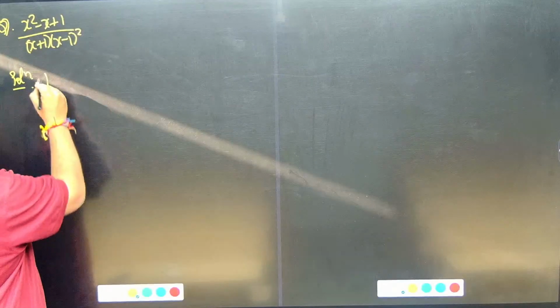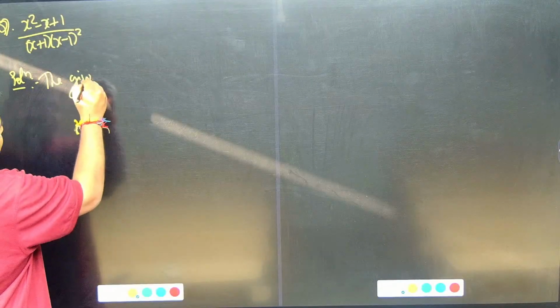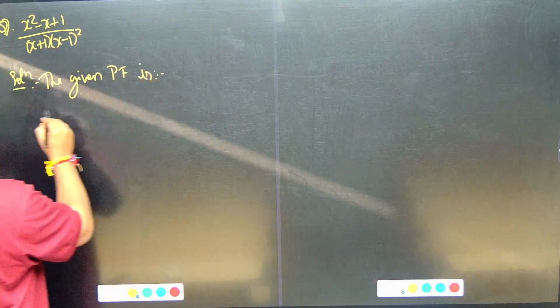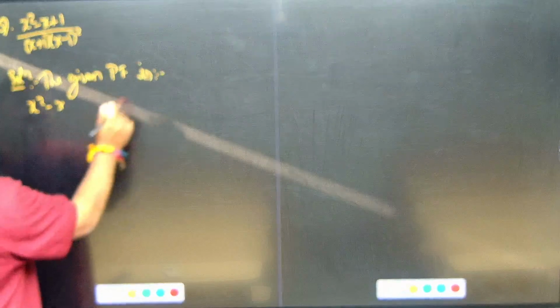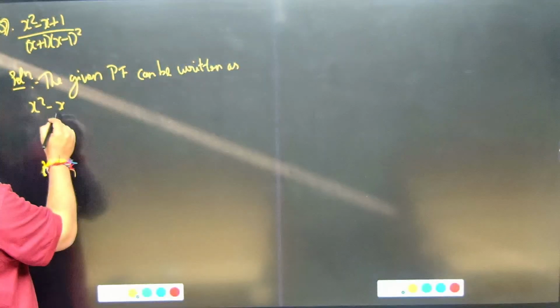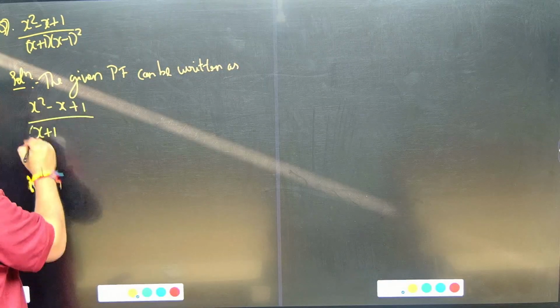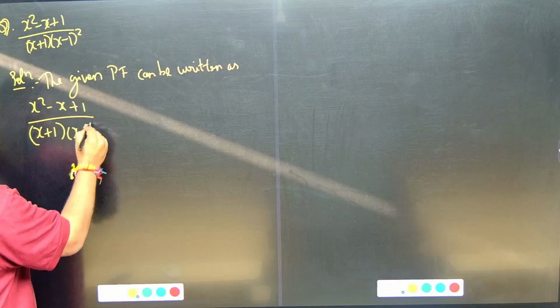Now what will I write? Solution. Same as the previous question, I would write the given partial fraction is. I am writing the short form, please write the full form in the examination. The given partial fraction can be written as, see here, x minus 1 is repeated twice. So I can write x square minus x plus 1 divided by x plus 1 into x minus 1 whole square as what?